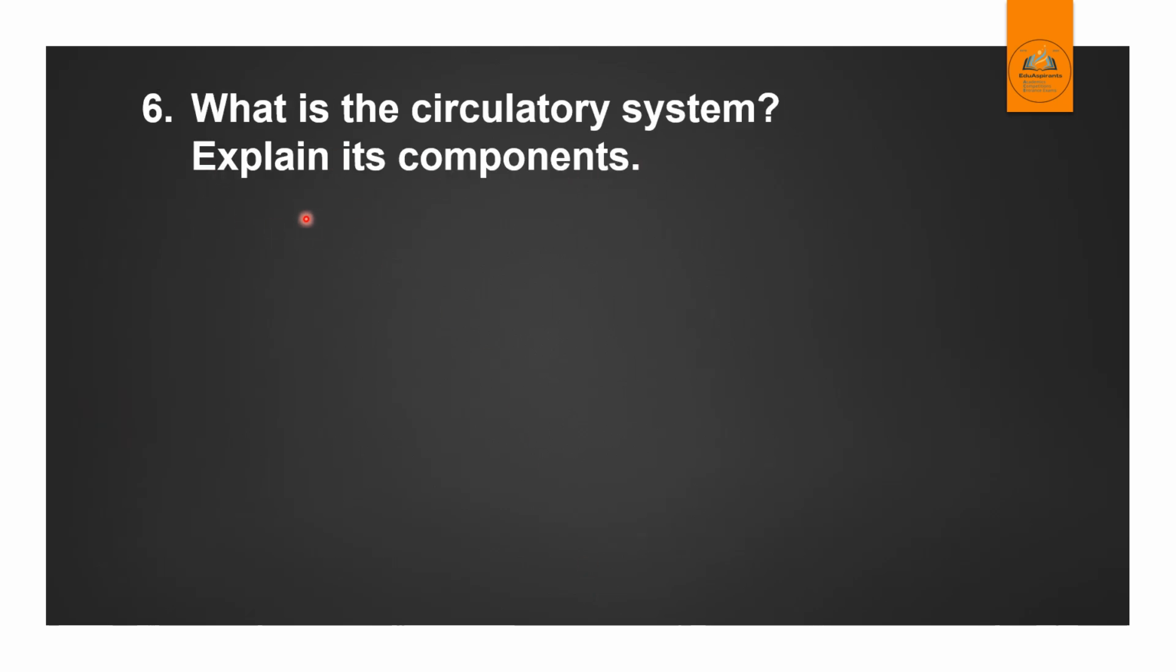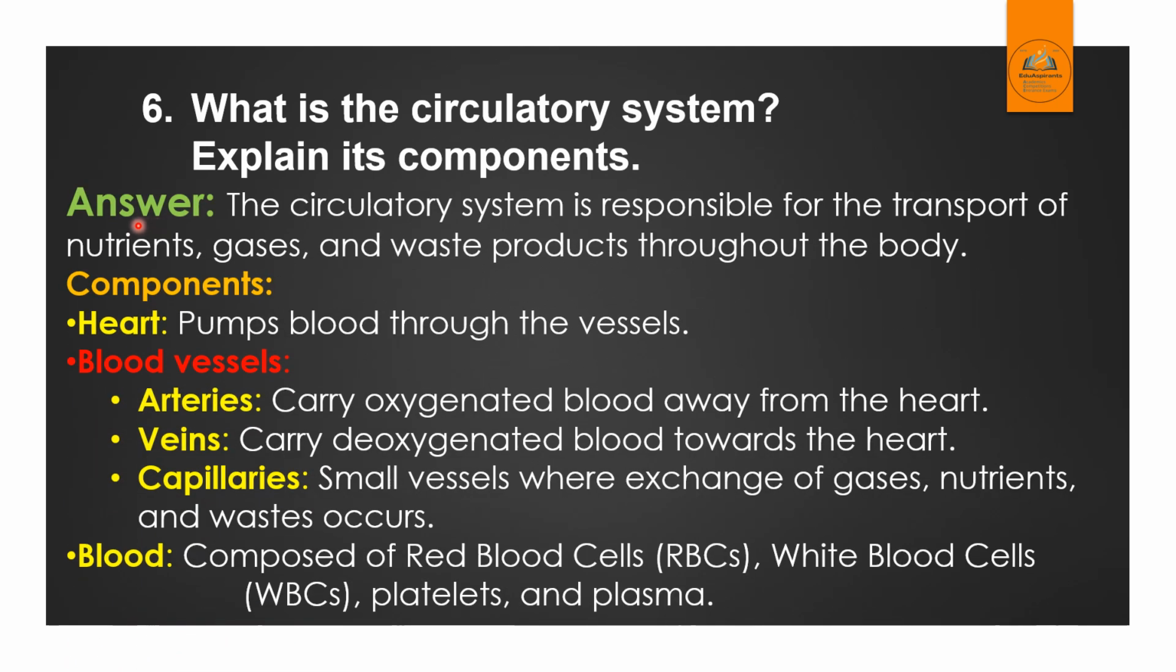6. What is the circulatory system? Explain its components. The circulatory system is responsible for the transport of nutrients, gases and waste products throughout the body. Components of the circulatory system: heart pumps blood through the vessels. Blood vessels: arteries carry oxygenated blood away from the heart, veins carry deoxygenated blood towards the heart. Capillaries, small vessels where exchange of gases, nutrients and wastes occurs. Blood, composed of red blood cells, RBCs, white blood cells, WBCs, platelets and plasma.